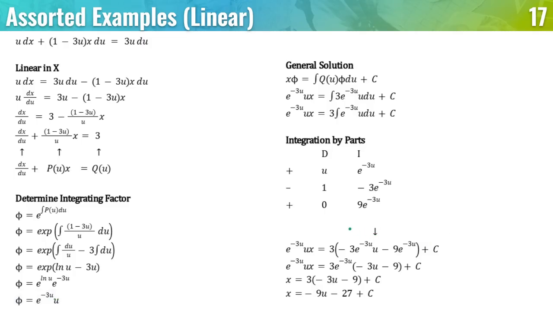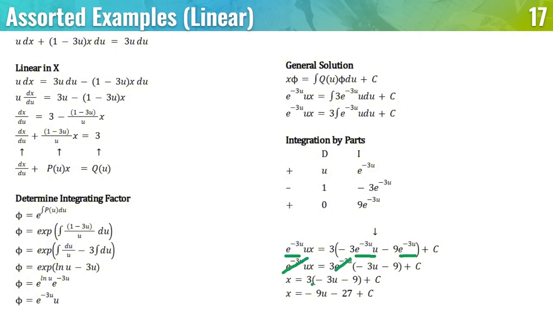Oh, wait, rather, sorry. You don't distribute the 3. I meant you factor out the e raised to negative 3u. Since it is common on both sides, we can now eliminate it. So it's not here anymore, and it's also not here anymore. We're left with this one.